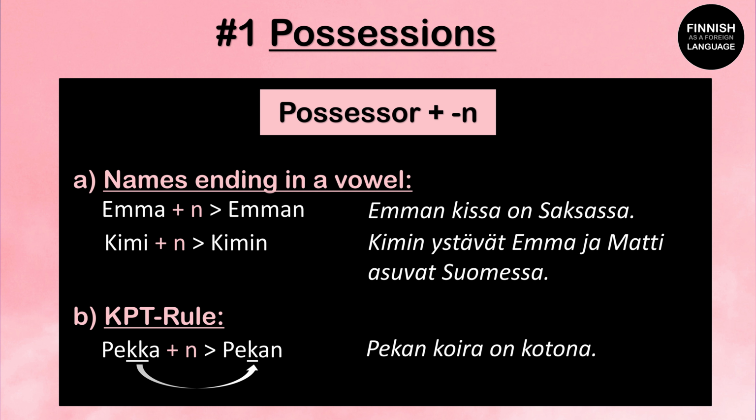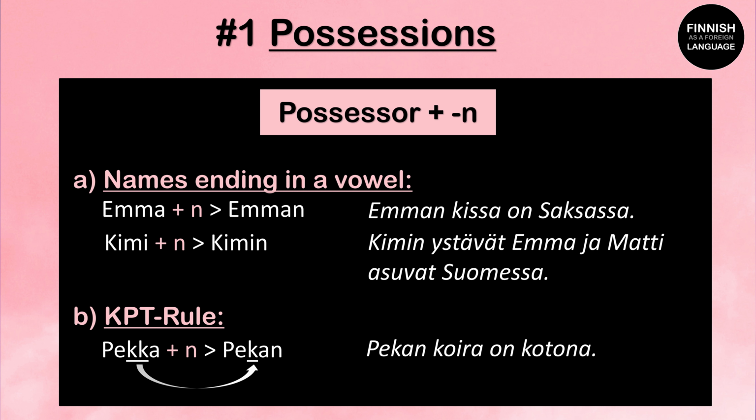Now, sometimes it can happen that we have names which are affected by the KBT rule, which is the consonant gradation. For example, the name Pekka. It has two Ks, and when we add the genitive marker n to it, then this name goes through a consonant gradation. So in our example here, it means that the two Ks change to one K after adding the genitive marker. So we have Pekka plus n is Pekan. The two Ks changed to one K.